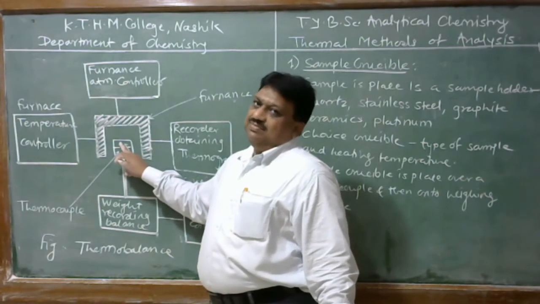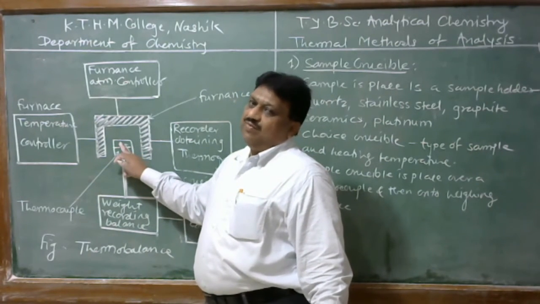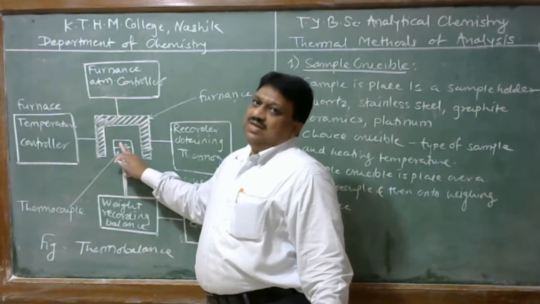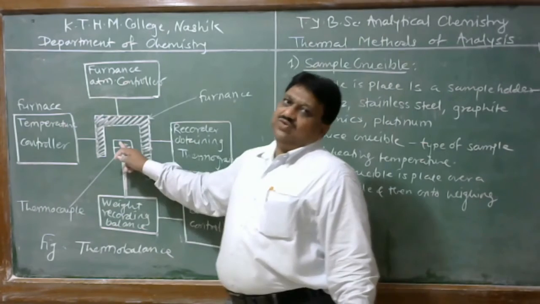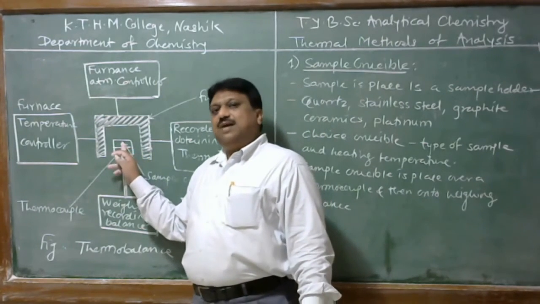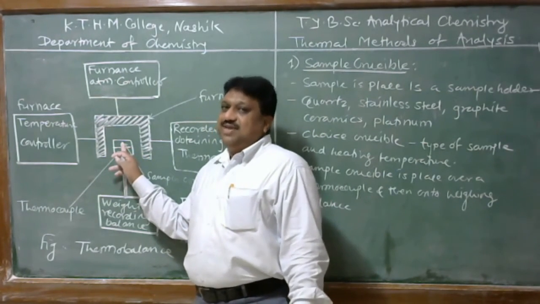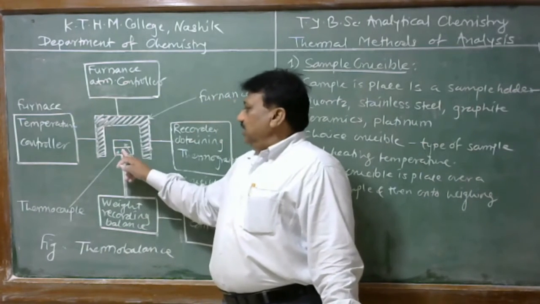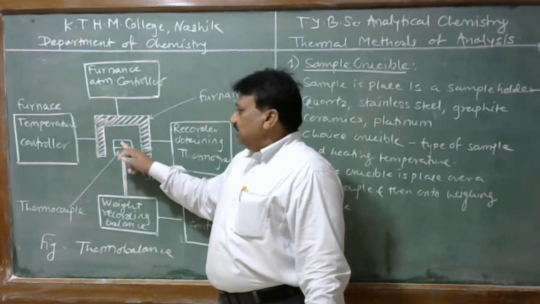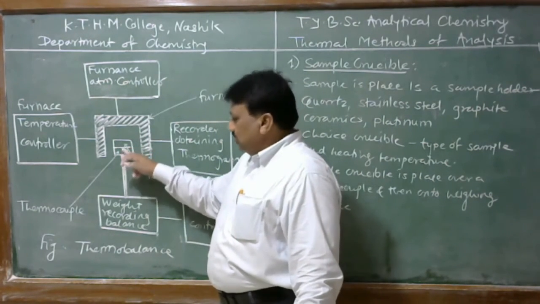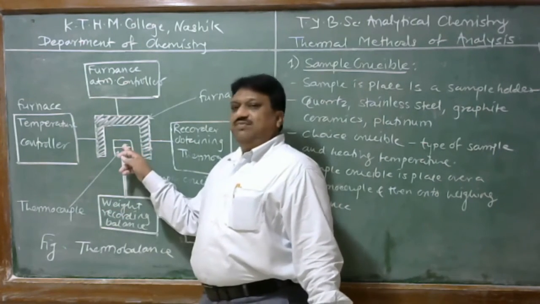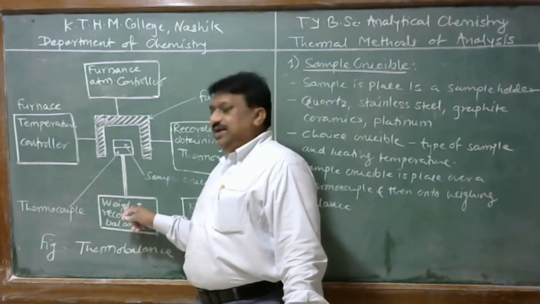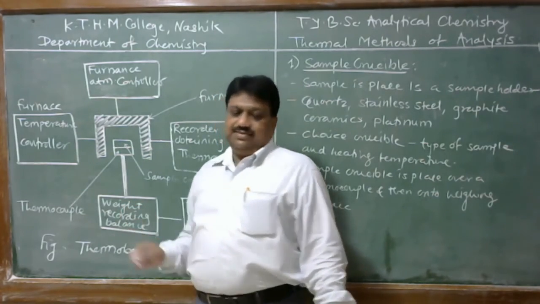Here the sample crucible may be made up of quartz, platinum, graphite or sometimes stainless steel. The choice of this crucible depends upon the type of sample to be analyzed and its temperature range. This total, that is thermocouple as well as sample holder, is placed on a weighing balance. Therefore, change in weight of the substance is directly recorded on this weighing balance.